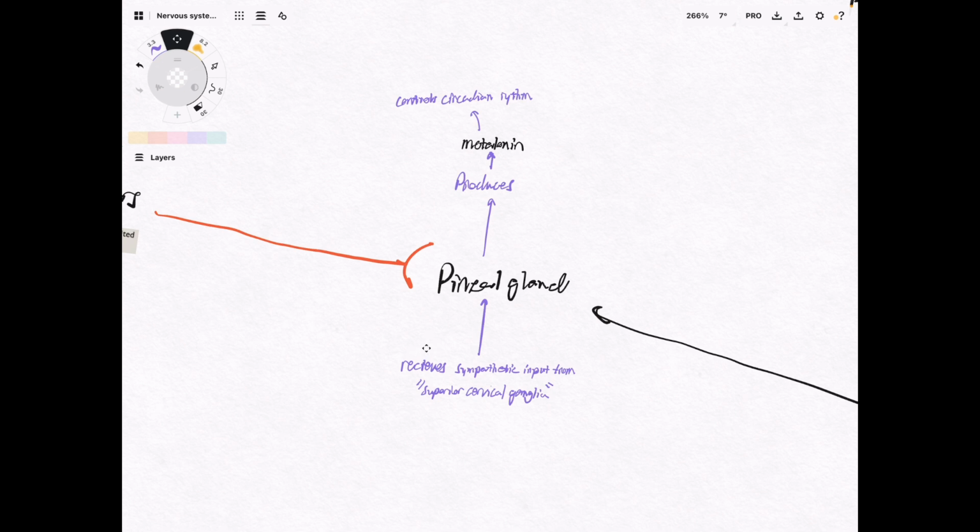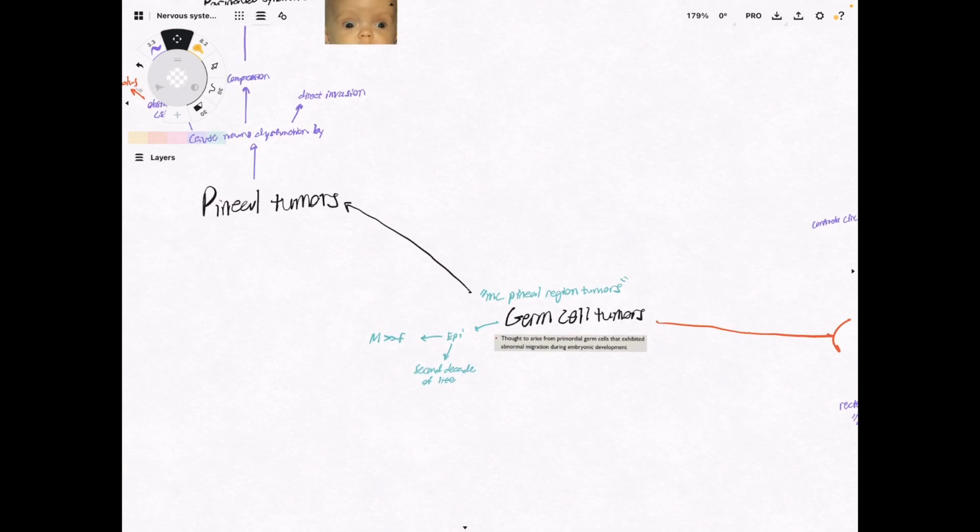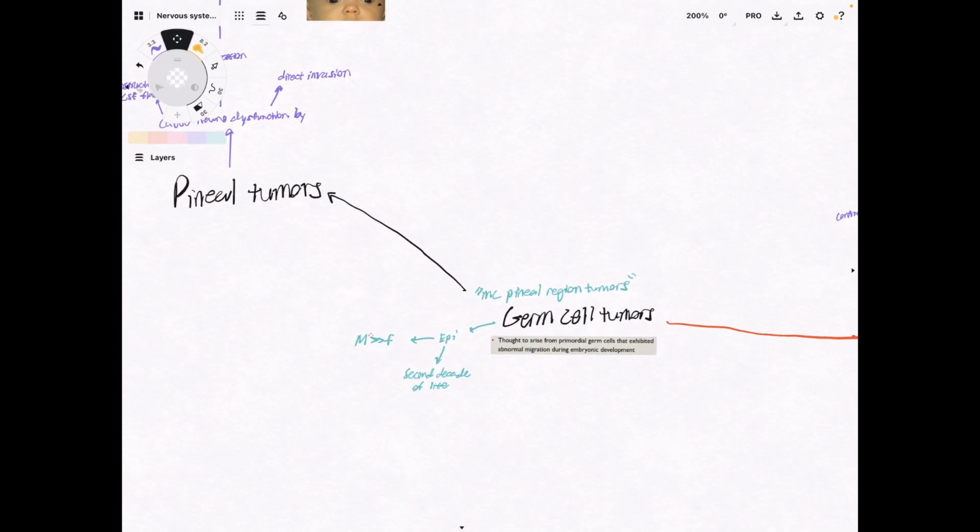To do that, it receives sympathetic input from the superior cervical ganglia, which is part of that sympathetic trunk that extends up into the neck. So it's going to receive sympathetic input from the superior cervical ganglia into the pineal gland, and that again produces melatonin. So germ cell tumors are tumors of that. And they most commonly affect males more than females, and they present in the second decade of life.